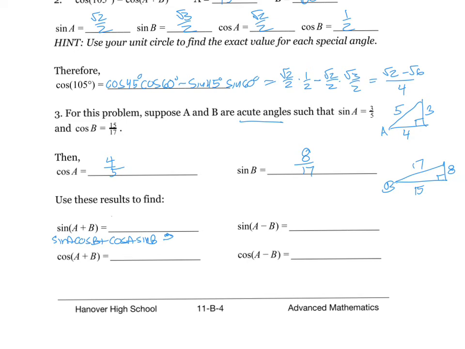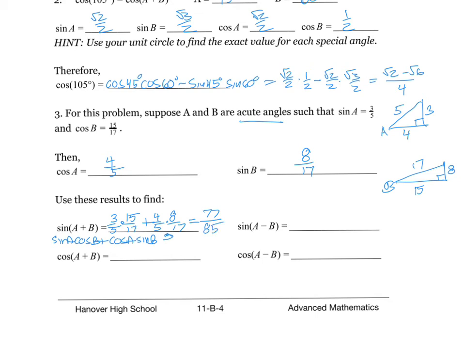Sine of A, that was given, that's 3/5, times cosine of B, which we were also given, that was 15/17, plus cosine of A, we figured that out on our own, that's 4/5, times sine of B, which we also figured out, that was 8/17. We do have a common denominator, which is 85, and if you do the arithmetic on this, you will get 77/85.